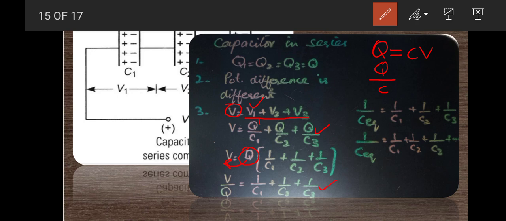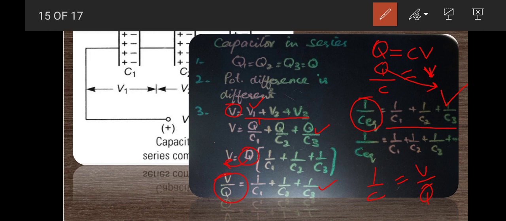Now, how can you get V by Q? Q by C is equal to V. If Q moves here, you are left with 1 by C equals V by Q. Here you have V by Q, so you have to write 1 by C equivalent in place of V by Q. C equivalent is written because now we have the sum of the capacitors but in fraction form: 1 by C1 plus 1 by C2 plus 1 by C3.